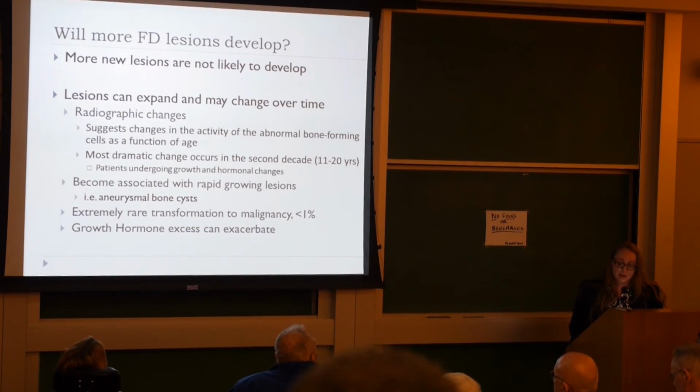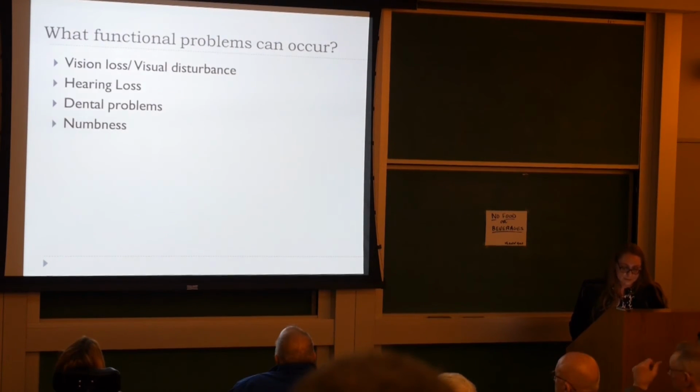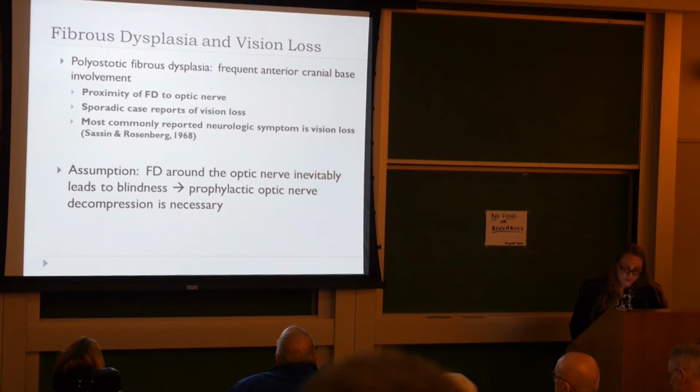The lesions can become associated with rapidly growing lesions, such as aneurysmal bone cysts, which we talked about, and very, very rarely can they transform to malignancy. But it's important to remember that any kind of growth hormone excess or other kind of endocrinopathy can exacerbate these lesions. As far as functional problems, first I'm just going to refer to the vision loss.